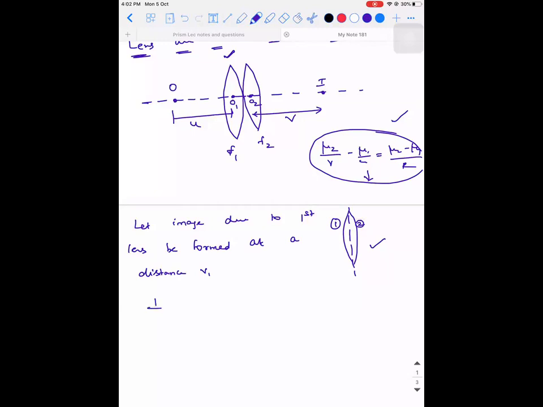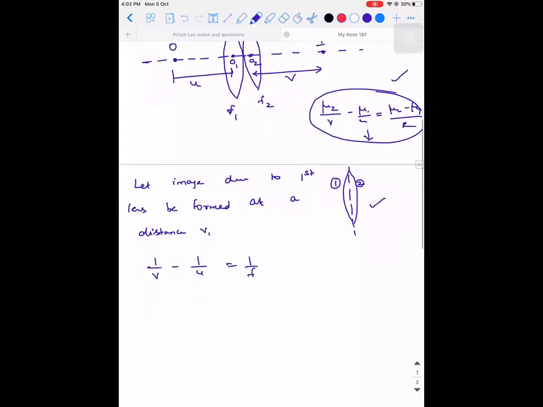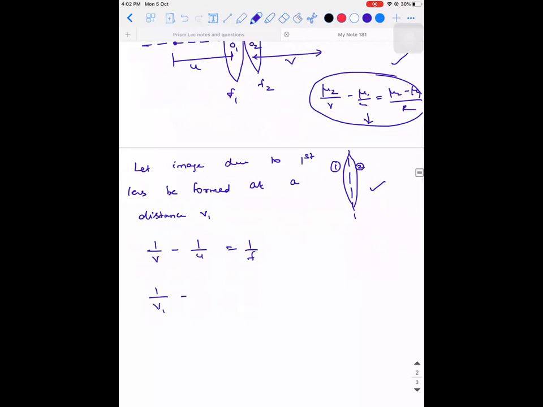Let the image due to the first lens be formed at a distance v1. Then can I apply the formula 1 by v minus 1 by u is equal to 1 by f? If I apply it, then 1 by v1 minus 1 by u is equal to 1 by f1. If you observe here, I didn't do an important step. I always tell you, in derivation, you need to do something: sign convention. I didn't use a sign convention. But what I did is right, there is no mistake.